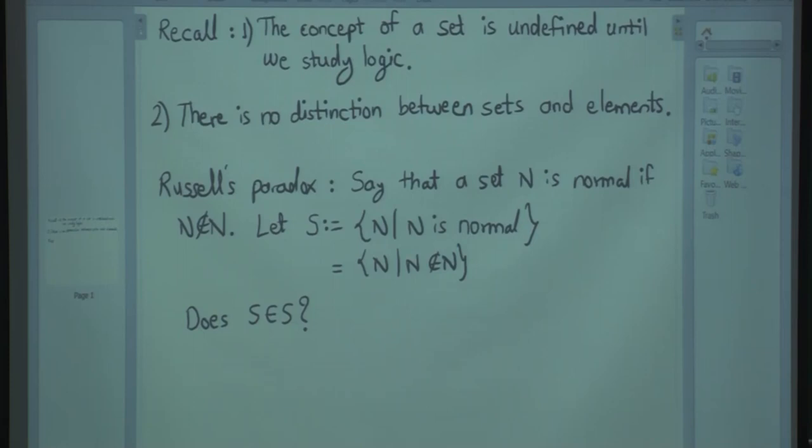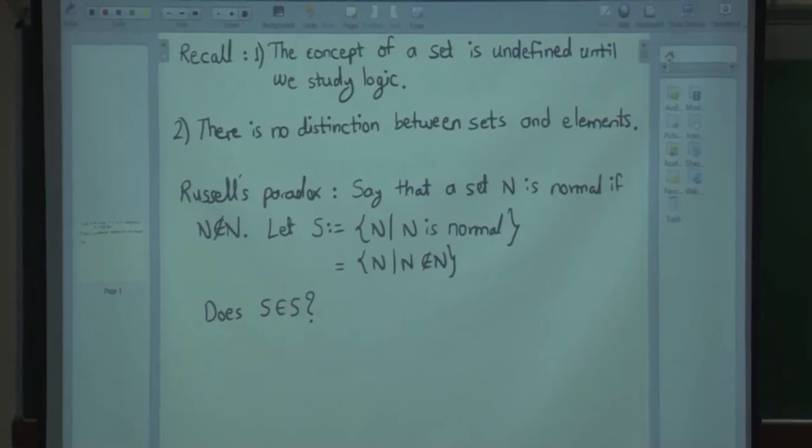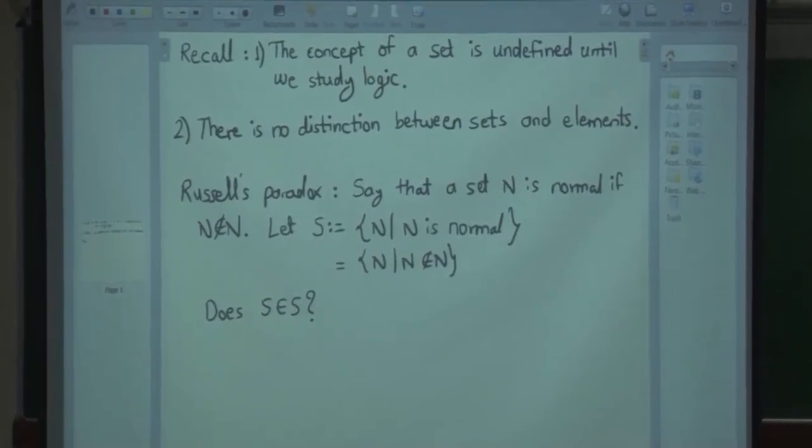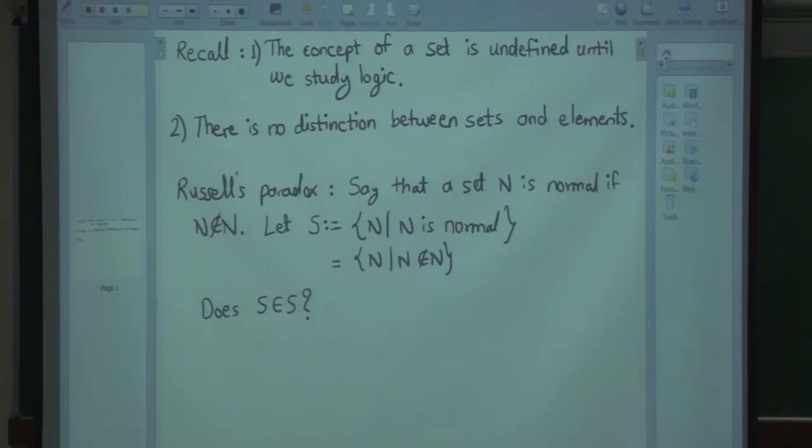You understand? Now, how is this paradox resolved? I asked you to be very attentive. Can you please repeat what you just said about this paradox? Sure. Say that you understand the definition of normal. If S belongs to S, then what is the property of belonging to S? That S doesn't belong to S. And if S doesn't belong to S, then S should belong to S. So how can we resolve this paradox?